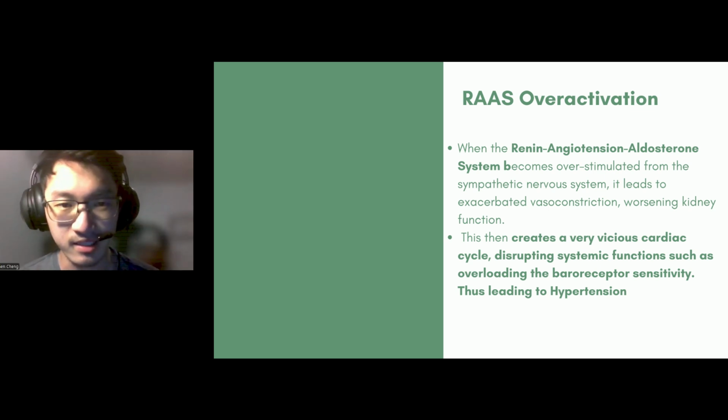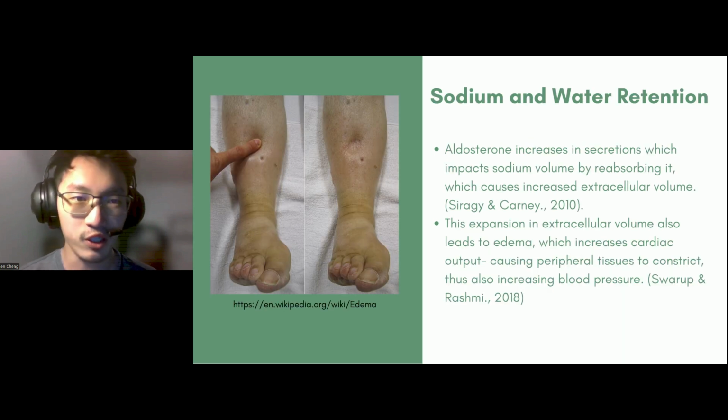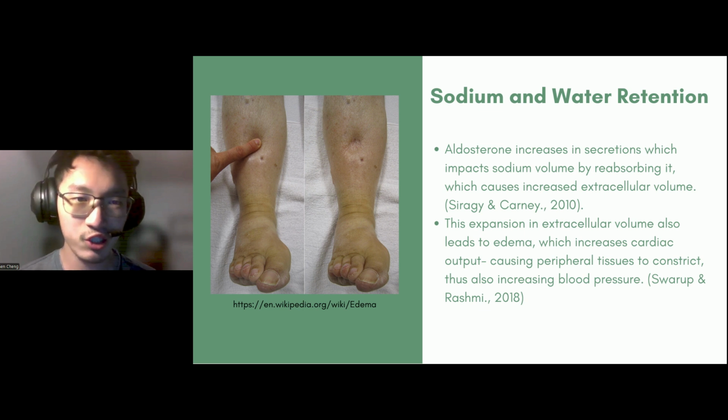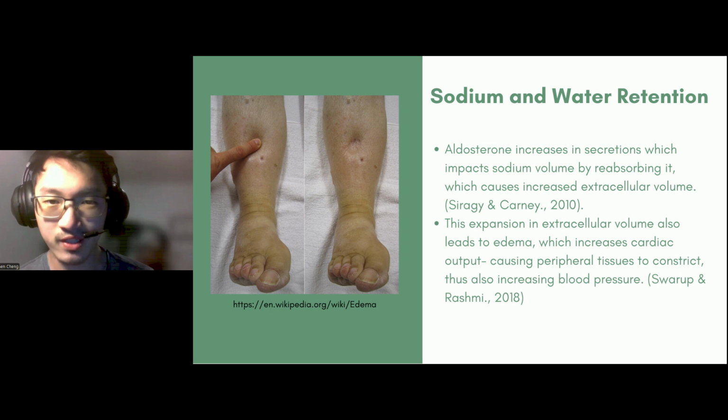Aldosterone increases in secretion, which impacts sodium volume by reabsorbing it, which causes increased extracellular volume. This expansion in extracellular volume also leads to edema, which increases cardiac output. As a result, it causes peripheral tissues to constrict, thus also increasing blood pressure.